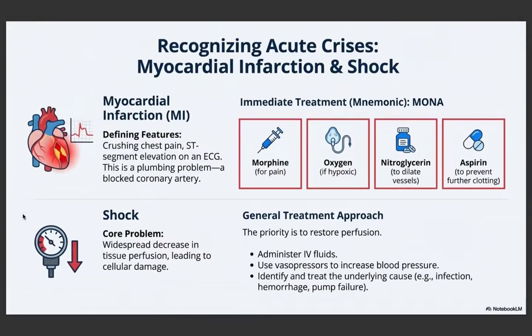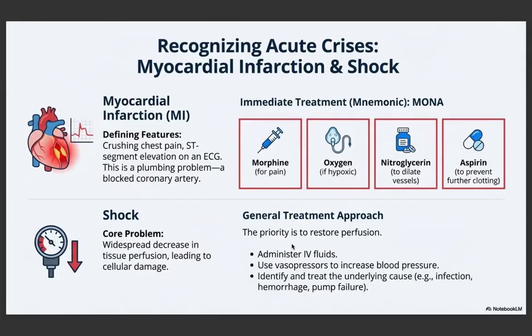Okay, so I actually want to talk about shock here. Shock commonly happens when there's widespread decrease in tissue perfusion. That's going to lead to cellular necrosis, right? The tissues are going to die off, or they can be really, really badly damaged. So we should be attempting to restore perfusion by administering IV fluids, giving vasopressors, or sometimes you can give atropine or epi in cardiac emergencies to help bring up someone's blood pressure.